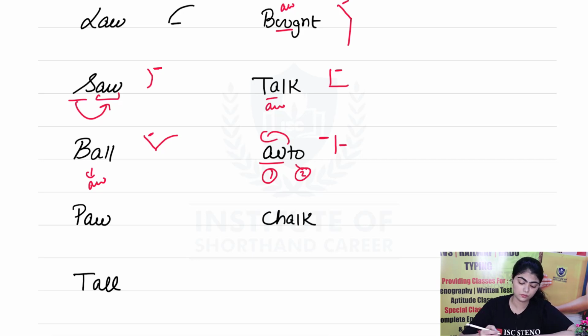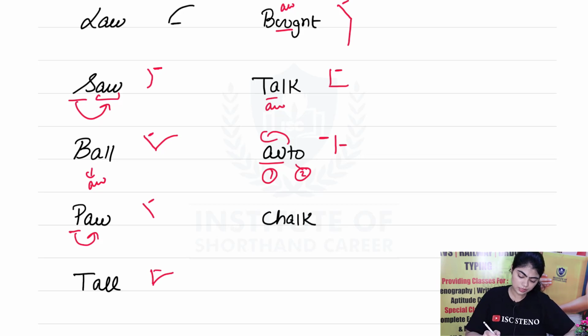Now let us see. First is paw. After P, O sound is coming, so make a P and O over here. Next is tall. Ta, O and L. Tall. After that is chalk. O sound is coming. Chaw, O and K. Chalk. Okay. I hope this is clear to you.